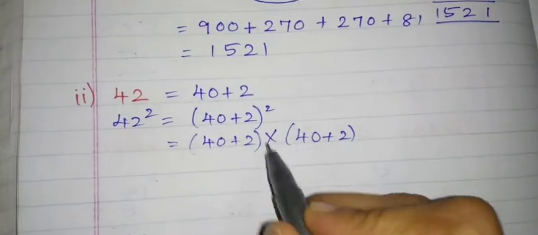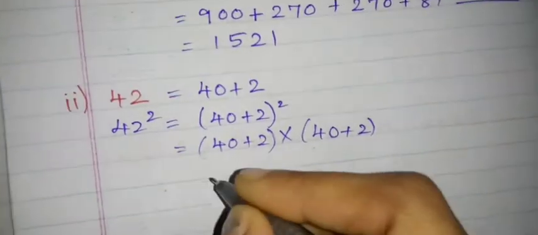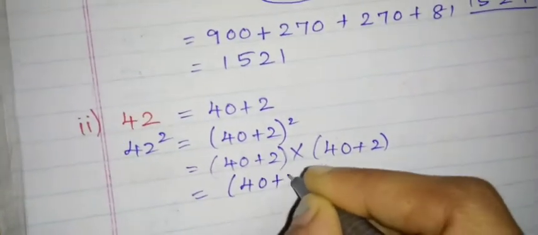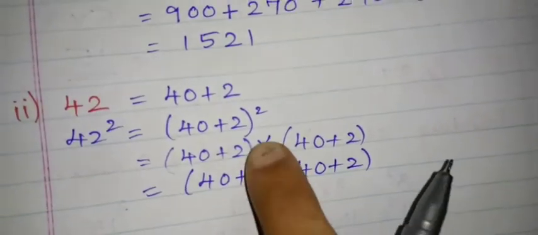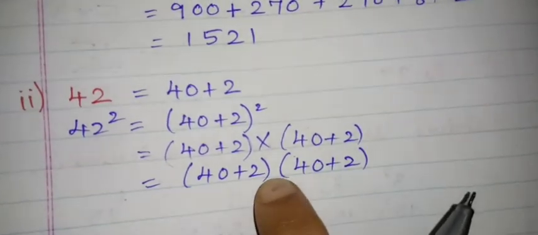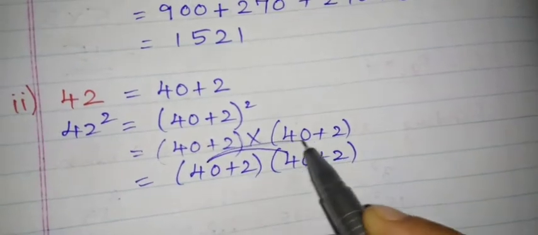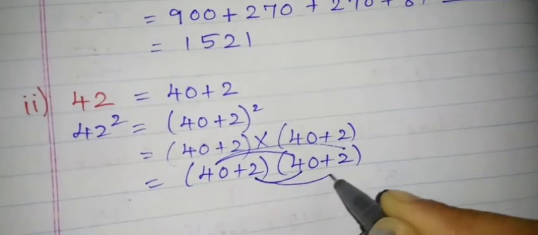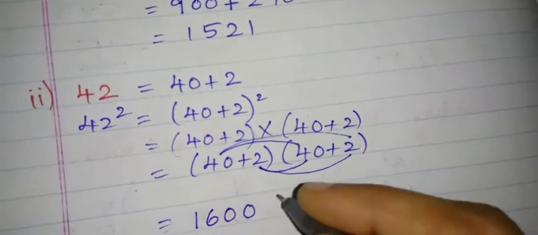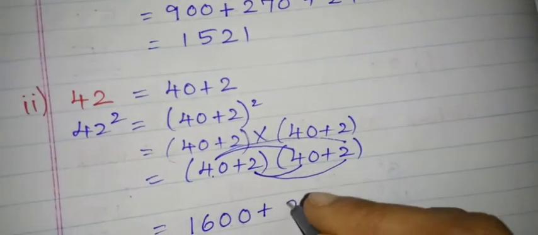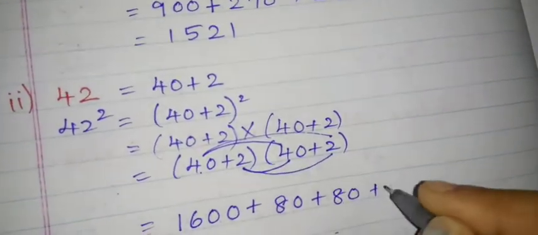You can write it without writing the multiplication sign also, because bracket means multiplication. 40 plus 2 into 40 plus 2. 40 into 40 first, then 40 into 2, then 2 into 40, then 2 into 2. So 40 into 40, 4 fours are 16, 1600, plus 40 into 2, 80, plus 2 into 40, 80, plus 2 twos are 4.